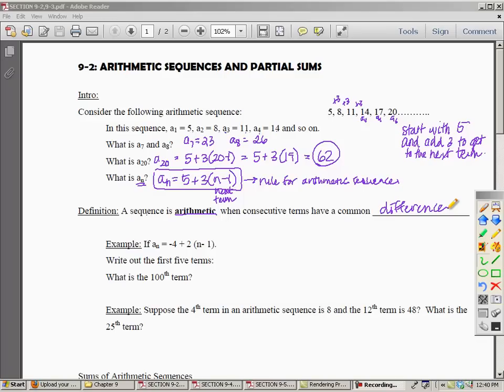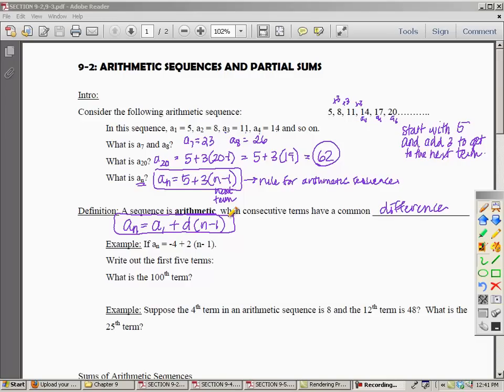Okay, now what does it mean? Basically, you add or subtract the same number each time. So our general rule looks like this. A sub n is the first term plus our difference times n minus 1. And this is the general rule, and that should seem pretty familiar to you because we used it in Algebra 2. But again, kind of look at it, know what each thing means.